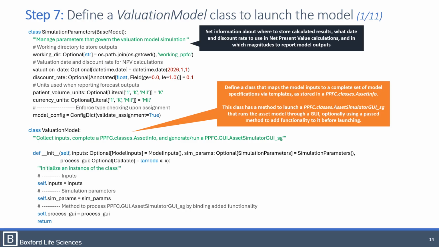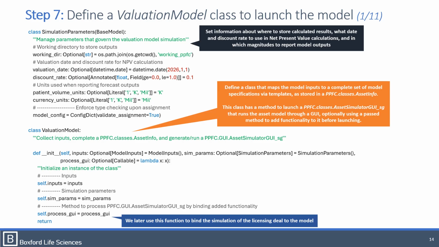After setting the simulation parameters, we create an instance of this class that's going to do this mapping effort. We initialize it by passing a set of model inputs, a set of simulation parameters, and then a process GUI function that has the function of acting upon the model that we're going to create if we want to bind additional functionality. At the moment, by default, it doesn't do anything. Later, we're going to use that function in order to attach all the licensing deal terms and simulations to the model that we create.